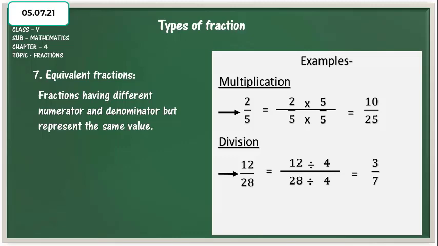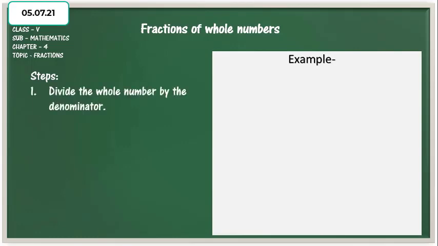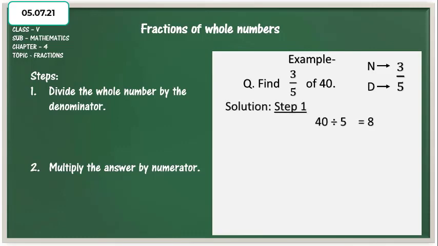Fractions of whole numbers. To find a fraction of a whole number, there are two steps to be followed. First one, divide the whole number by the denominator and then multiply the answer by the numerator. For example, find 3 by 5 of 40. To find 3 by 5 of 40, we will follow the same steps. First, step number 1.